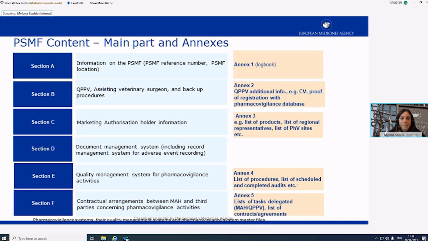Now, in the annexes, we expect that you put more detailed information. It will usually be lists, for example, that need to be more frequently updated, or they can be lengthy. And so you have to understand this difference, because this will help you also to maintain the PSMF. If you go to the next slide.